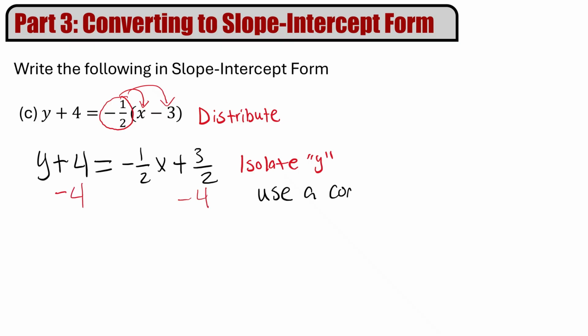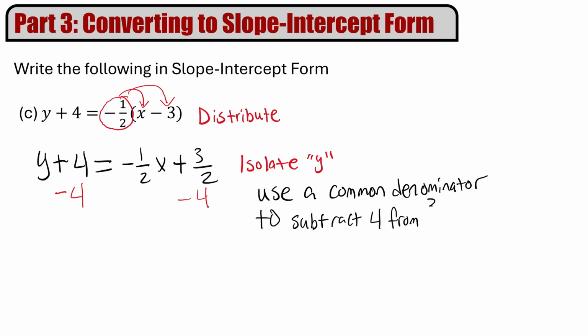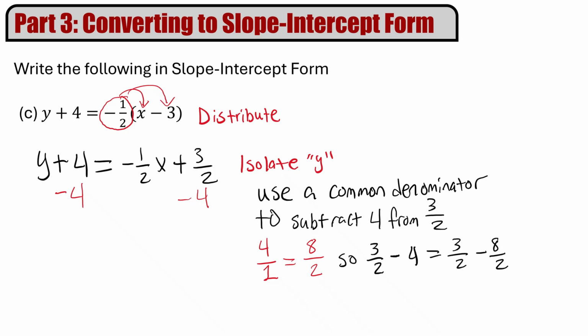Next combine 3 halves and negative 4. To subtract them, 4 will need to be rewritten as a fraction with a common denominator. In this case the common denominator will be 2. To get 2 as a common denominator, multiply the numerator and denominator of 4 over 1 by 2 to get 8 over 2. This will then change 3 halves minus 4 to 3 halves minus 8 halves. 3 halves minus 8 halves is negative 5 halves. This will make the equation become y equals negative 1 half x minus 5 halves.